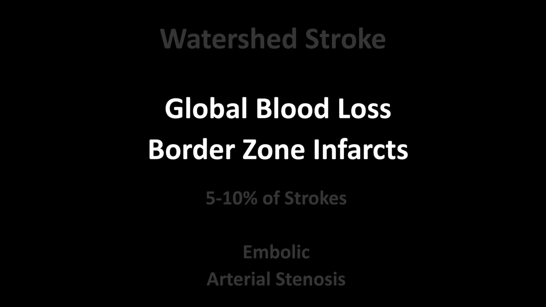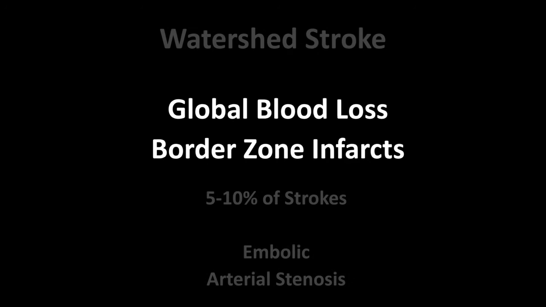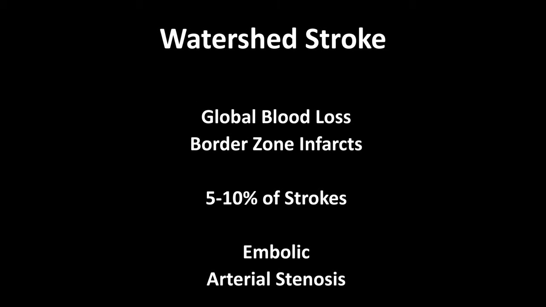And even though these strokes don't encompass a lot as far as percentages, when you think about all ischemic strokes, only 5 to 10%, they can be pretty catastrophic. Again, based on blood loss, ischemic processes in these border zones. These are going to be embolic in nature, usually based on arterial stenosis, plaque rupture.